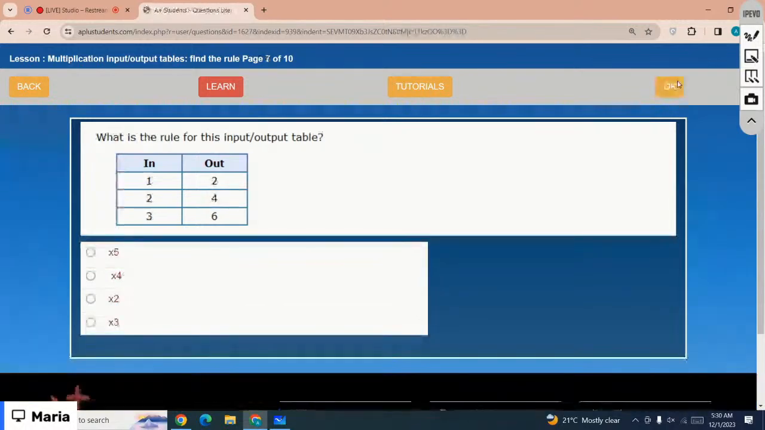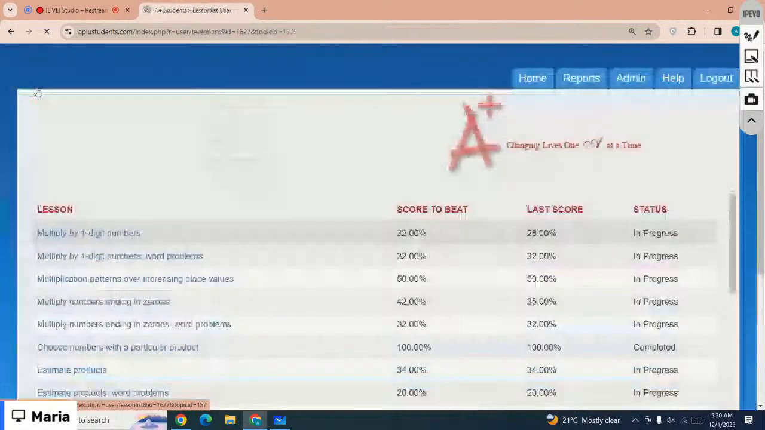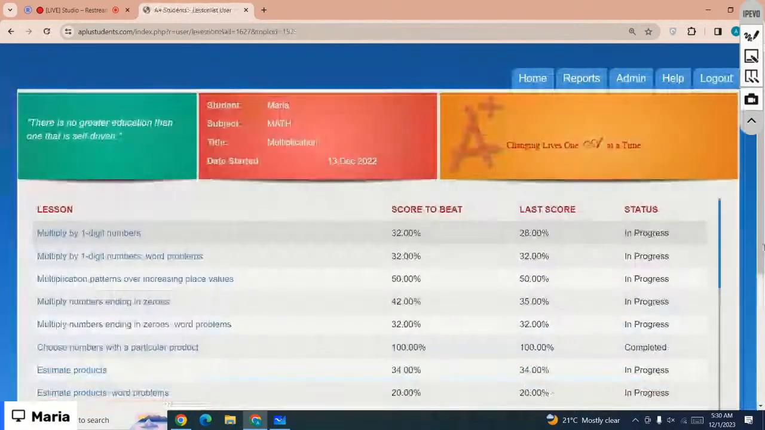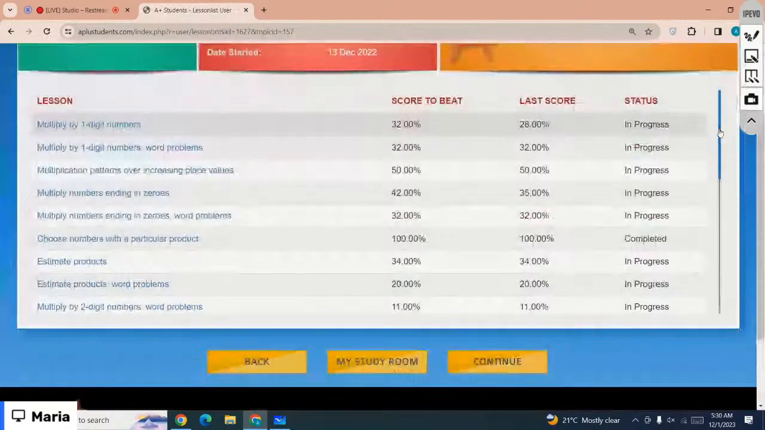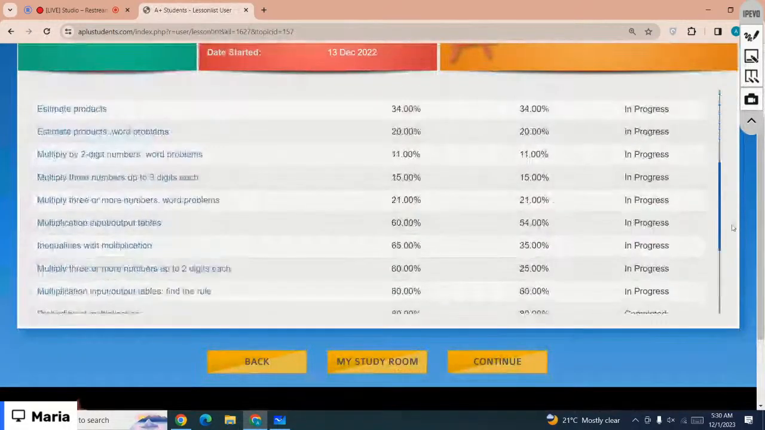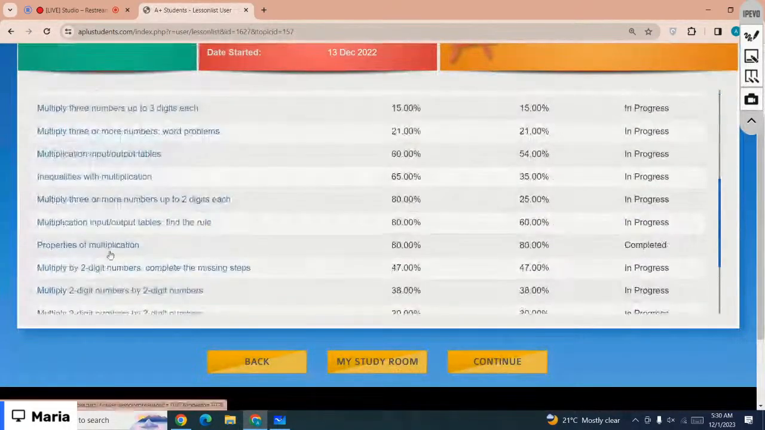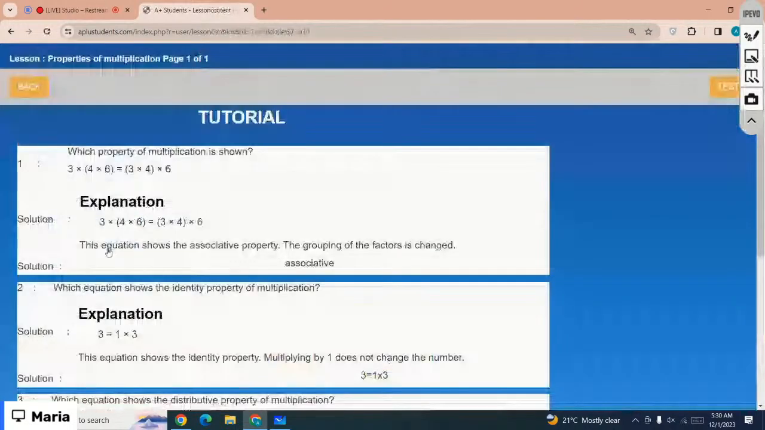Okay, you can complete the lesson by yourself later today. Let me just move on to the next lesson. And the next lesson is properties of multiplication. So let's just discuss the properties first, right? Then we'll do the practice questions.